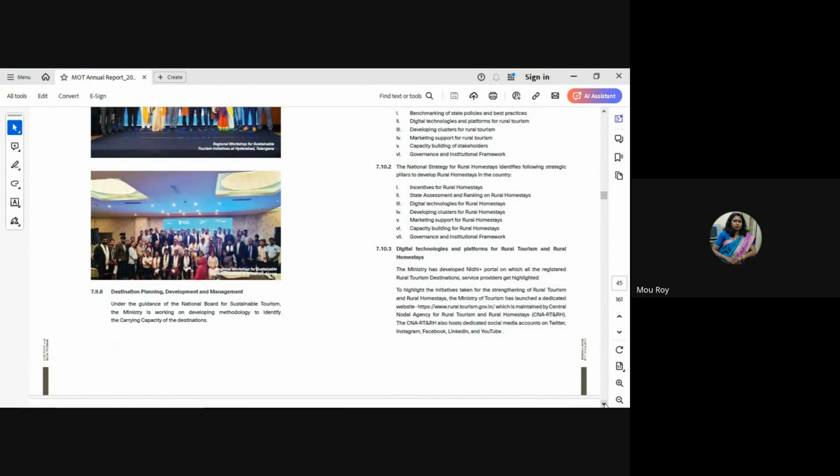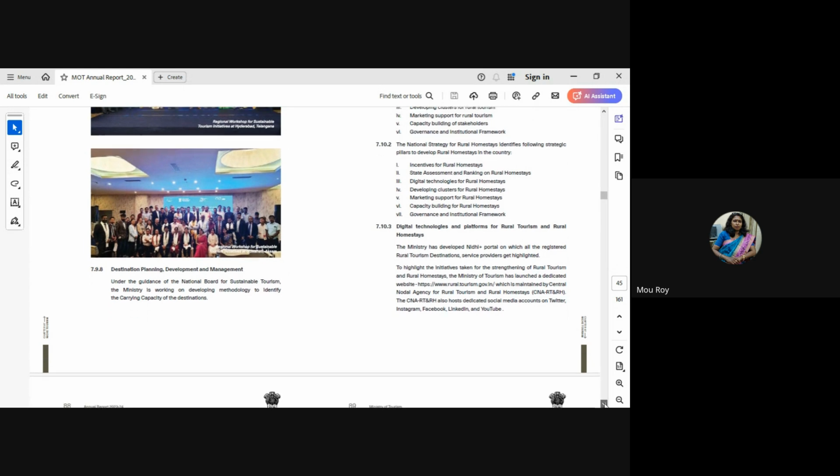There are digital technologies and platforms for rural tourism and rural homestays. These homestays are basically in rural areas. We have rural tourism, and the ministry has developed the Nidhi Plus portal, on which all registered rural tourism destination service providers get highlighted. The main objective is to highlight these projects.